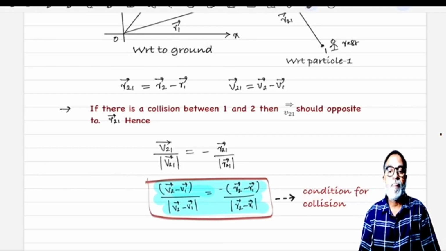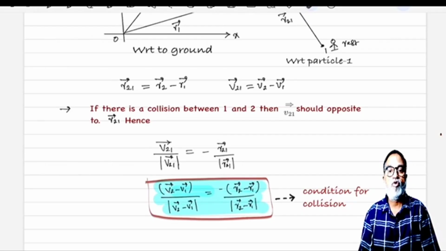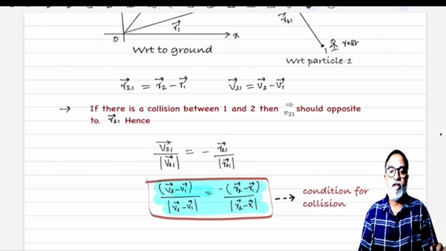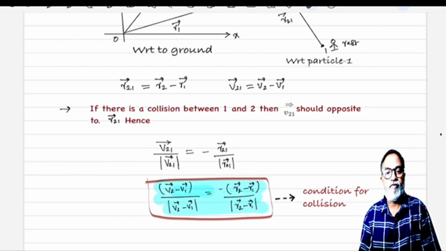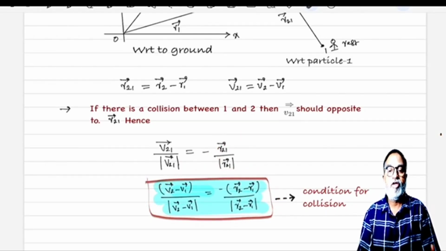So, very, very important. If there is a collision between two particles, the condition is that the velocity of one particle with respect to the other particle should be opposite to the position vector of 1 with respect to 2 or 2 with respect to 1. Means their velocity unit vector and position unit vector are opposite in direction. Therefore, this is the velocity unit vector and this is the position unit vector. The minus sign means they are in opposite direction. This is the condition for collision.